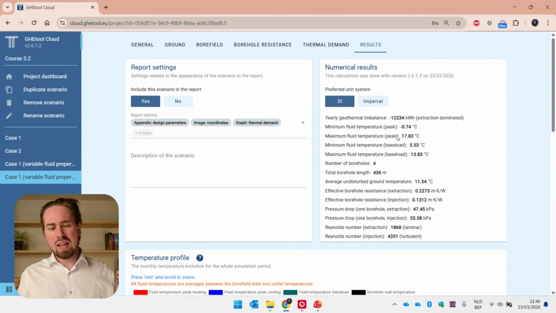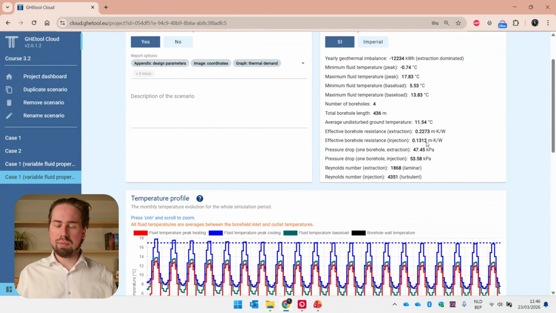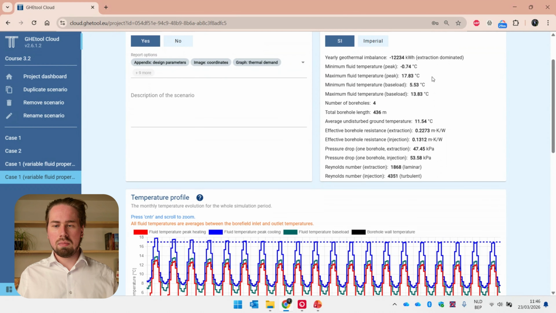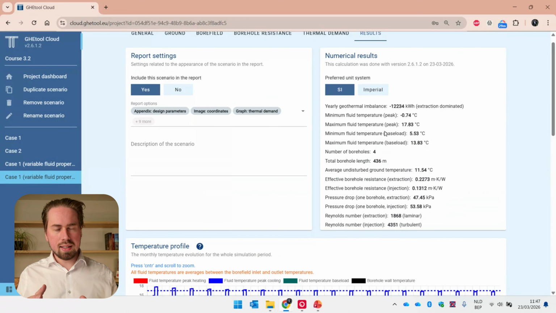And yeah, it now becomes a little bit more difficult. We're now at 17.83 degrees Celsius, which is probably too high. But you can see that it's somewhere between 4 and 5 boreholes, perhaps 4 and a little bit deeper. You can play around with that yourself.